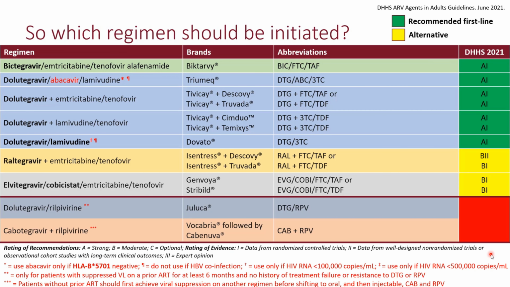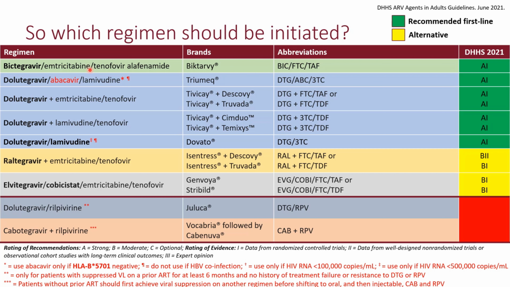So which regimen should be initiated for HIV patients? These are recommendations from DHHS guidelines that were updated in 2021. Here we have all the regimens that include integrase inhibitors. Anytime there is a slash, that means multiple drugs are in the same tablet, or they're co-formulated, so to speak. Whereas when you see a plus sign, that means there are two different formulations. So with this one you will have to take 2 tablets.